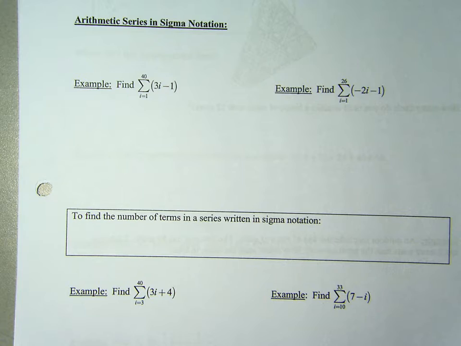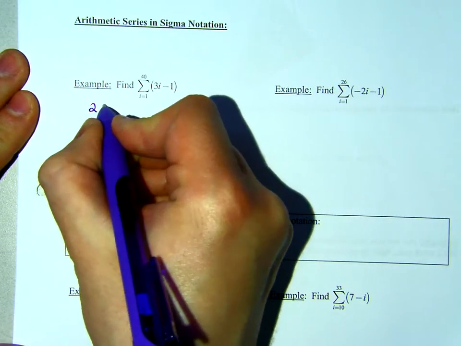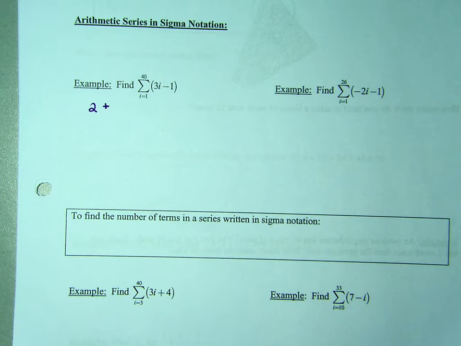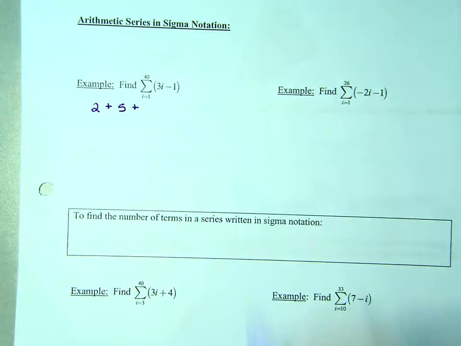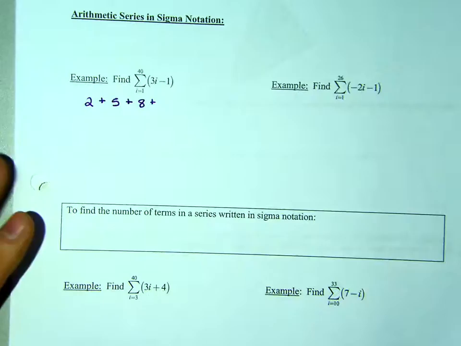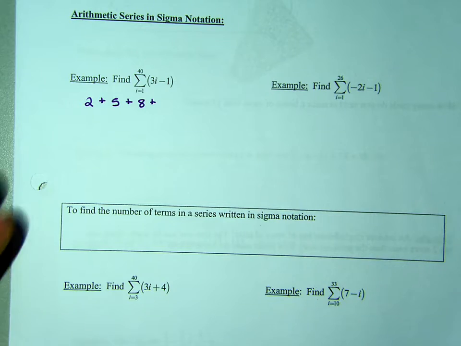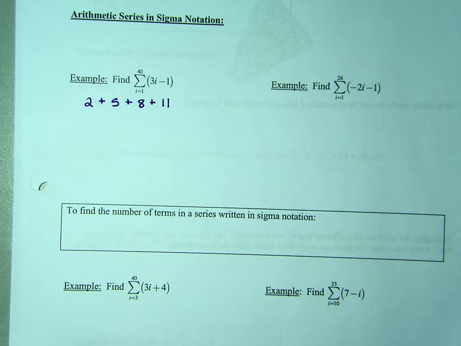Plug in 1. What do you get when you plug in 1? 2. Right? 2. Plug in 2. What do you get? 5. Okay. Plug in 3. What do you get? Plug in 4. What do you get? What do you notice about this series? Plus 3. It's an arithmetic series, which means we can use our arithmetic series formula to deal with this. There's actually a nice little shortcut we're going to see in a moment.